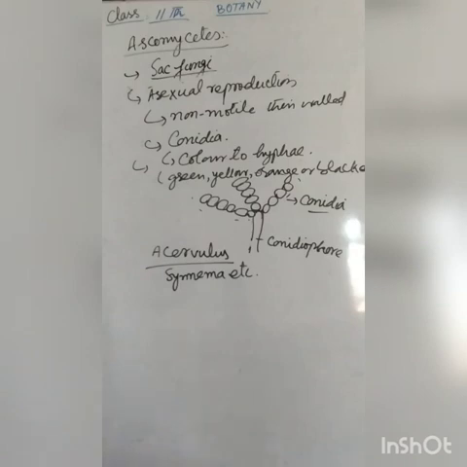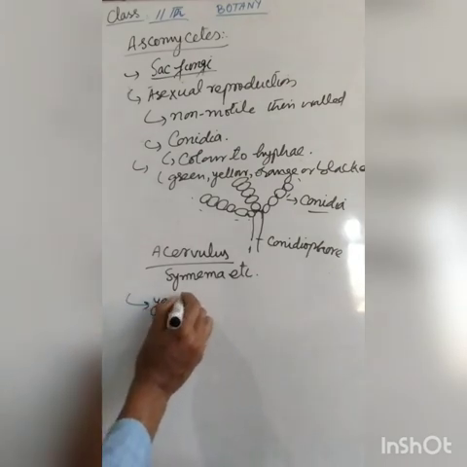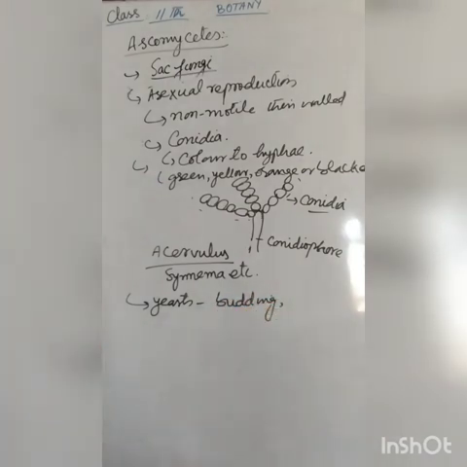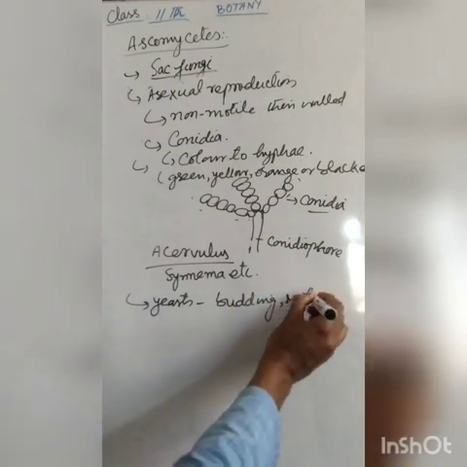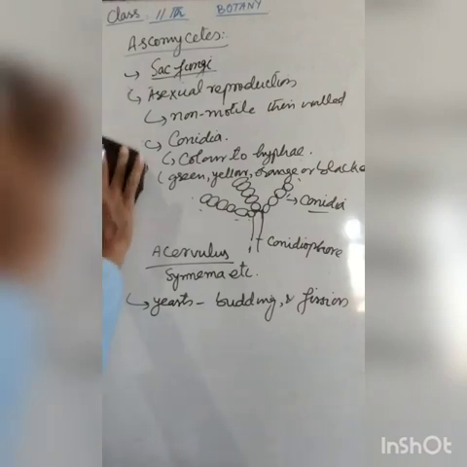Motile structures are absent in the life cycle. However, in yeasts, asexual reproduction occurs by budding and binary fission, which I discussed last time. And the sexual reproduction takes place through the fusion of cells.